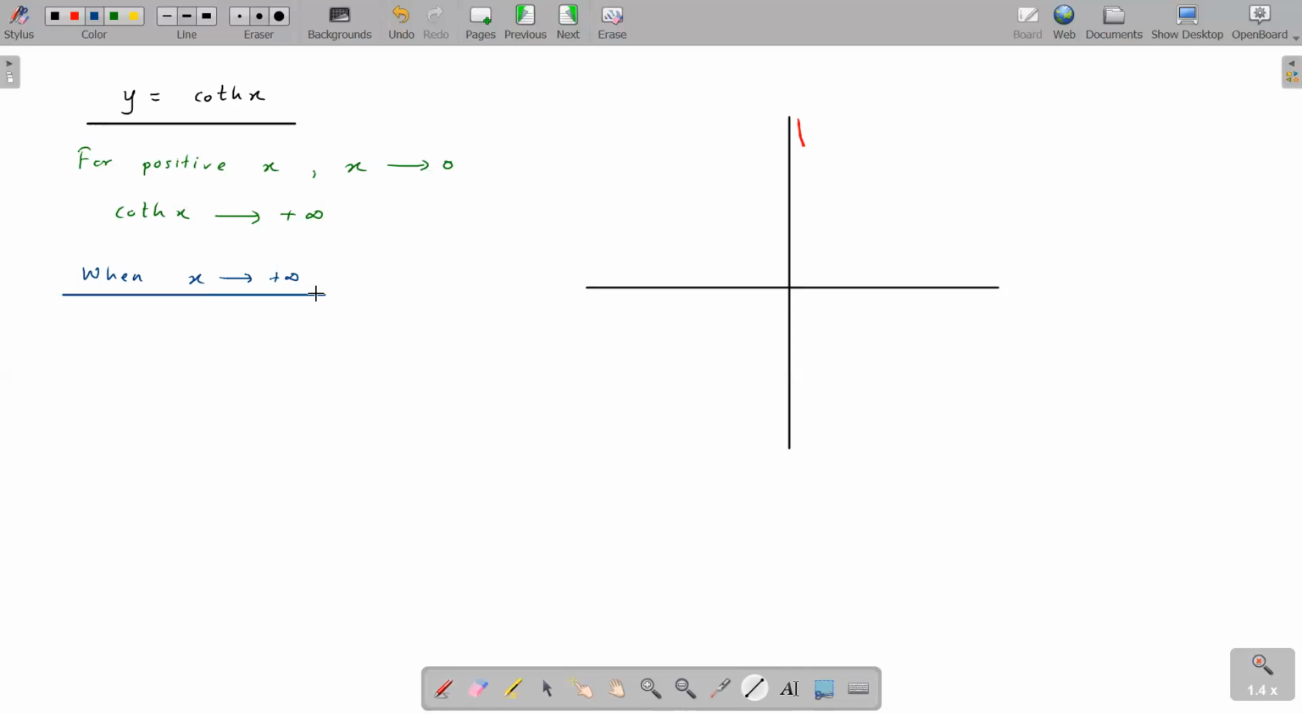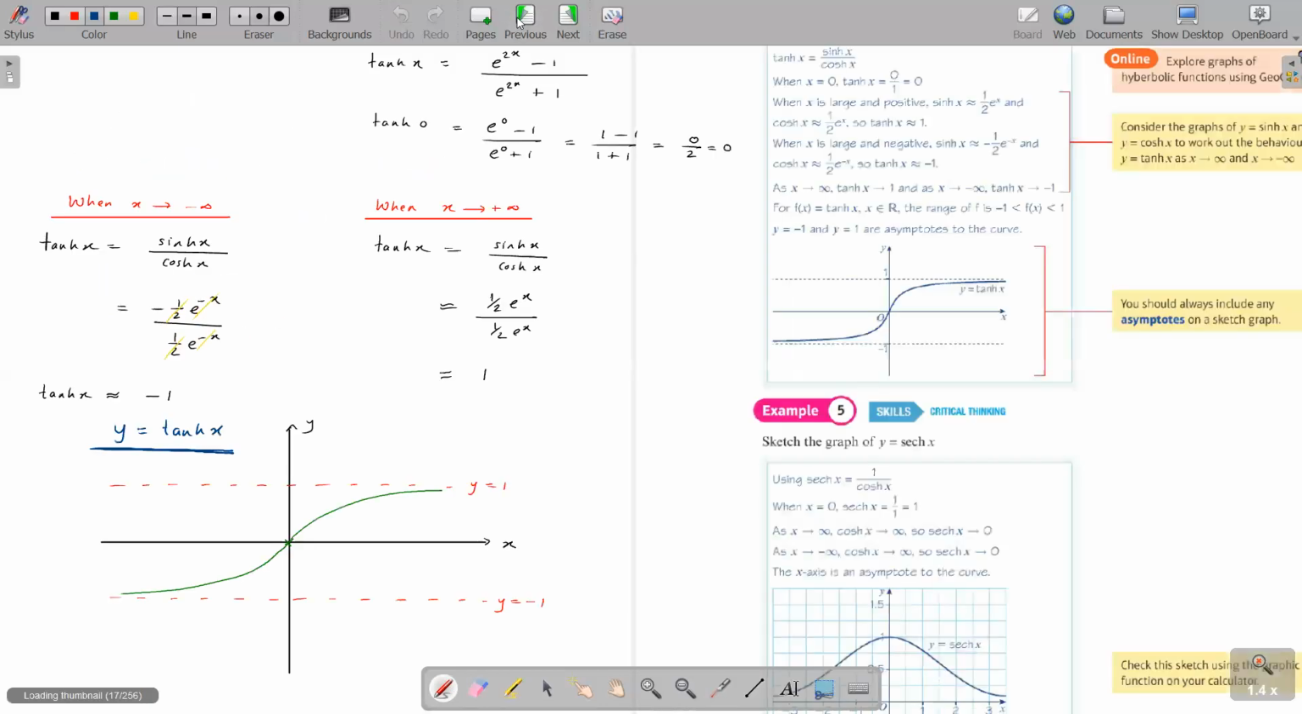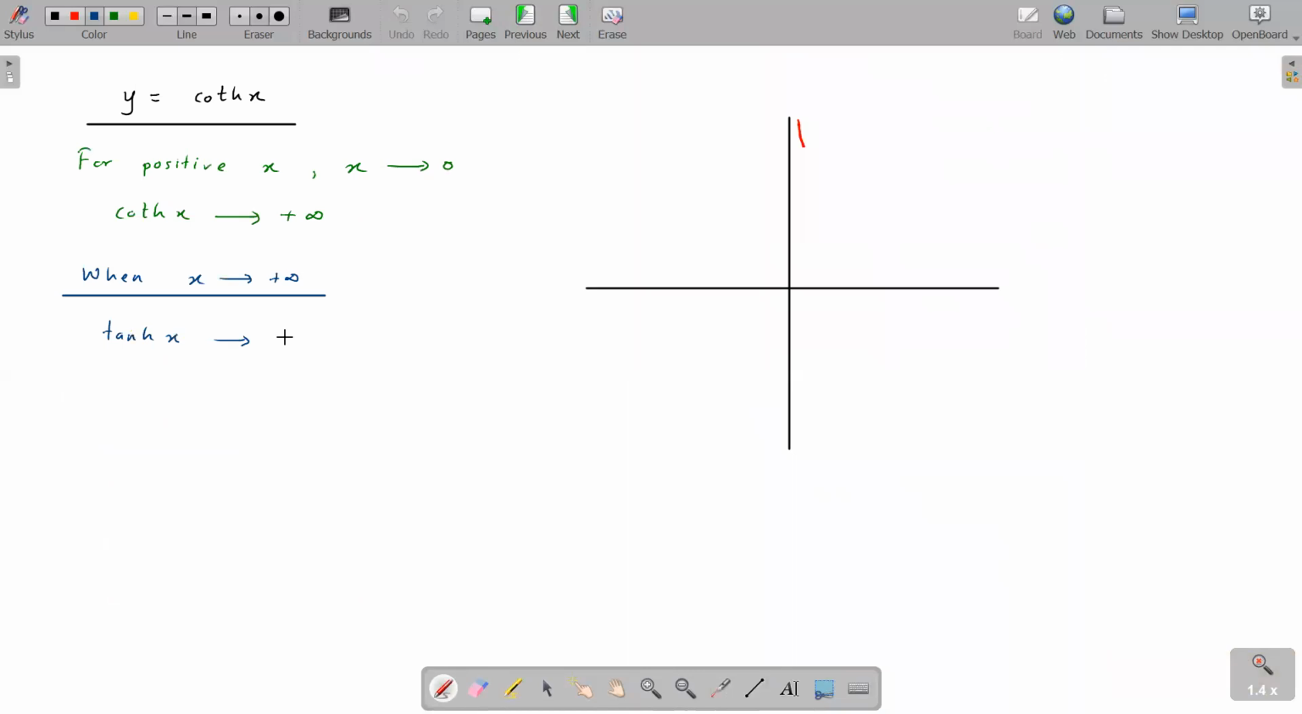So when x goes to positive infinity, guys, what happens to the tangent graph? We found what happens to the tangent graph. I think we have it over here. When x goes to positive infinity, the tangent x graph reaches 1, right? It reaches 1. So what happens to the cot x graph? Cot x is the reciprocal of tangent, so 1 over this value, 1 over 1.